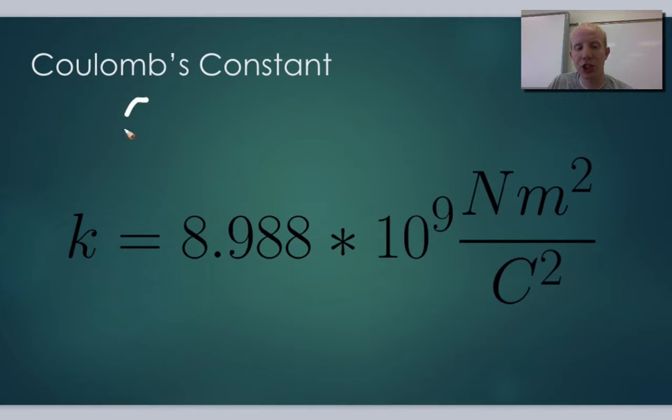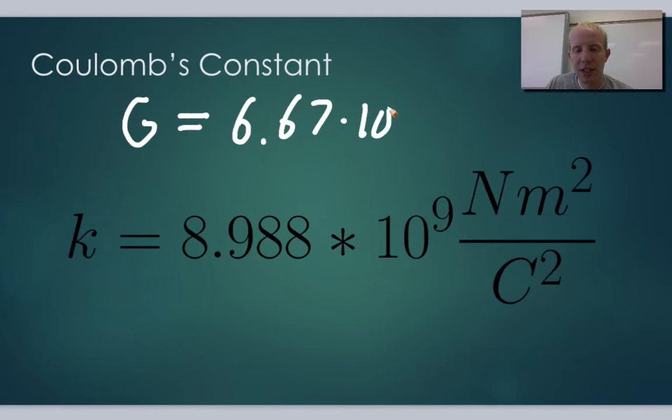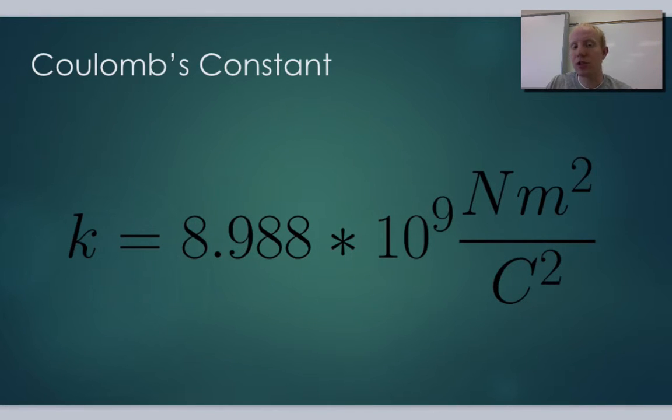Compare that to big G. If you think back to the gravitational equation, big G, which Henry Cavendish figured out, was 6.67 times 10 to the negative 11. This is a heck of a lot bigger than that, about 20 orders of magnitude larger than big G. So electric force is way stronger than gravity. It's a whole lot stronger. The electric force is a very strong force, and we can calculate how strong it is using Coulomb's constant.